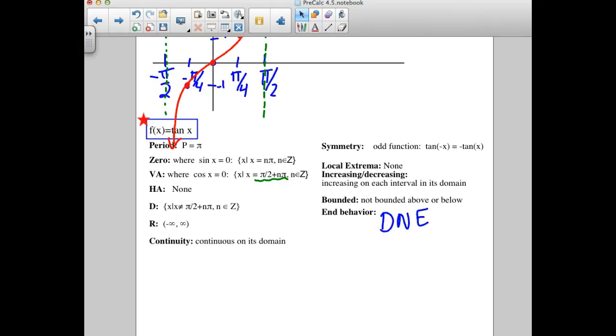Okay, so are we experts now on a tangent curve? We will be by the end of the day. I know you're excited about that.